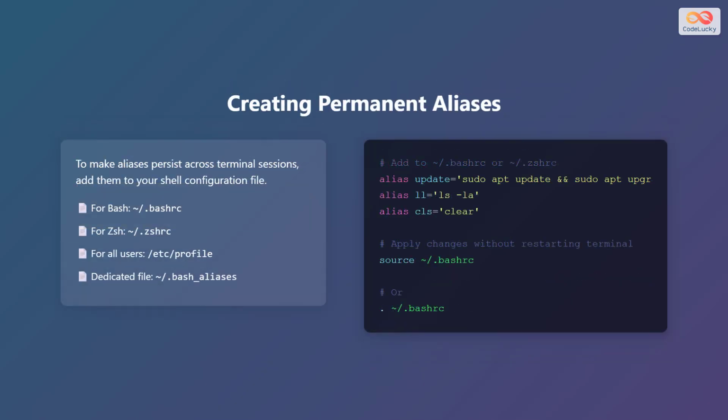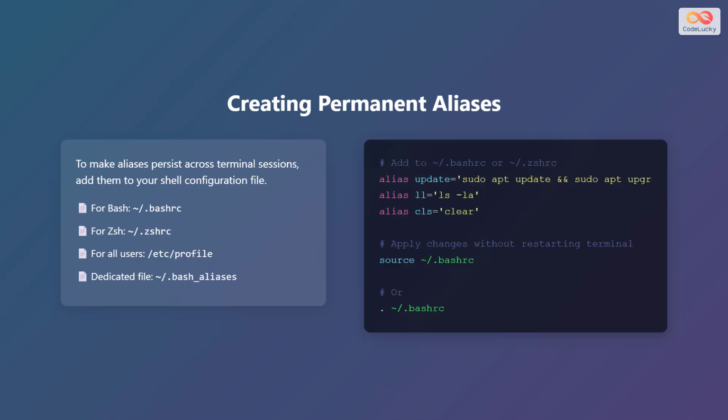Now let's see how to create permanent aliases. To make aliases persist across terminal sessions, you need to add them to your shell configuration file. Common files include .bashrc for bash, .zshrc for zsh, /etc/profile for all users, or a dedicated file like .bash_aliases. Open your chosen configuration file and add your aliases.